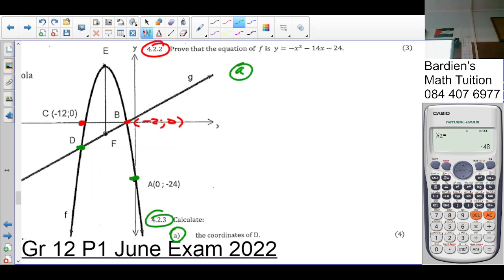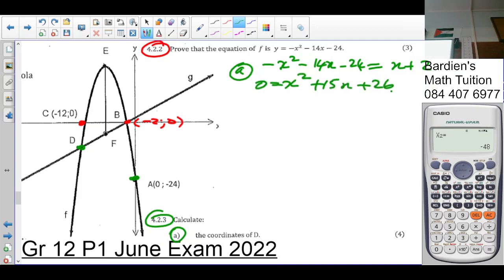We set the g of x graph equal to the f of x, the parabola equal to the straight line. So it's negative x squared minus 14x minus 24 equals, what's the equation of the straight line? x plus 2, no? That was it, x plus 2. Right, so 0 is equal to, solving for x here, x squared plus 15x plus 26. So x works out to be one of two values. It's going to be negative 2 and negative 13, I think.